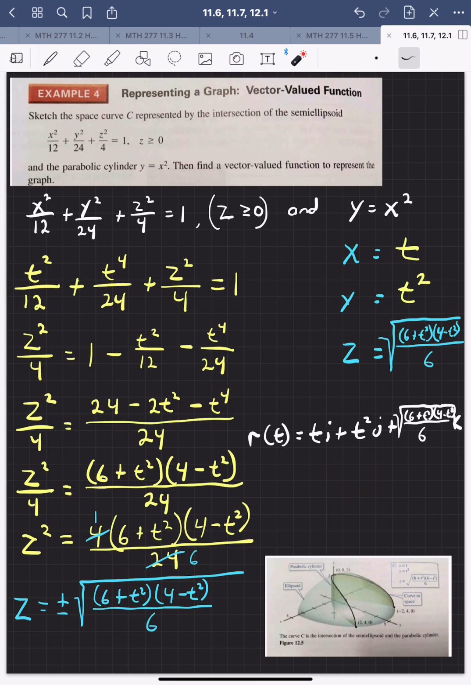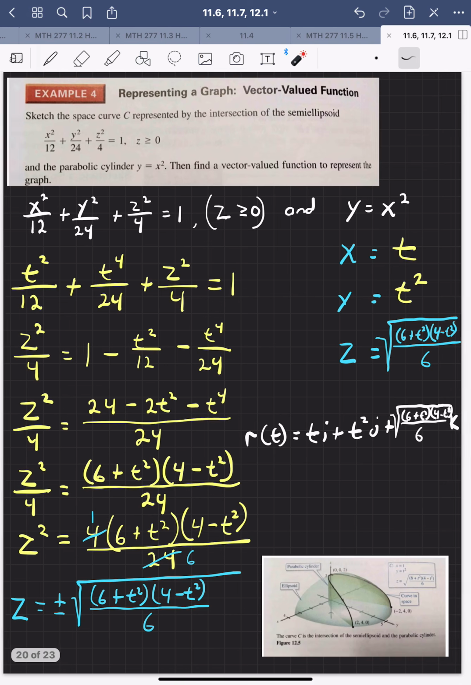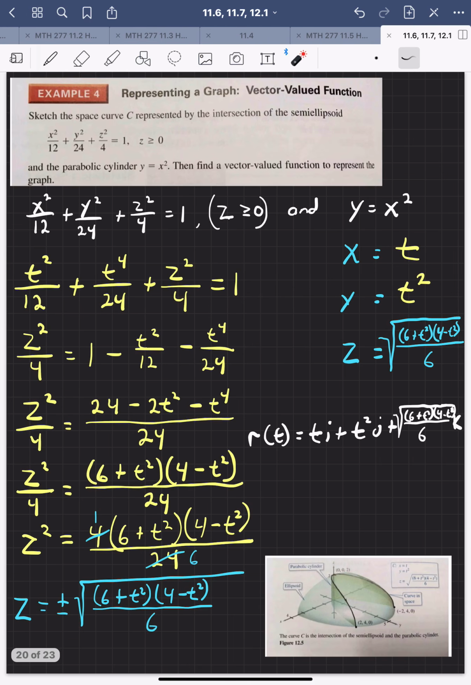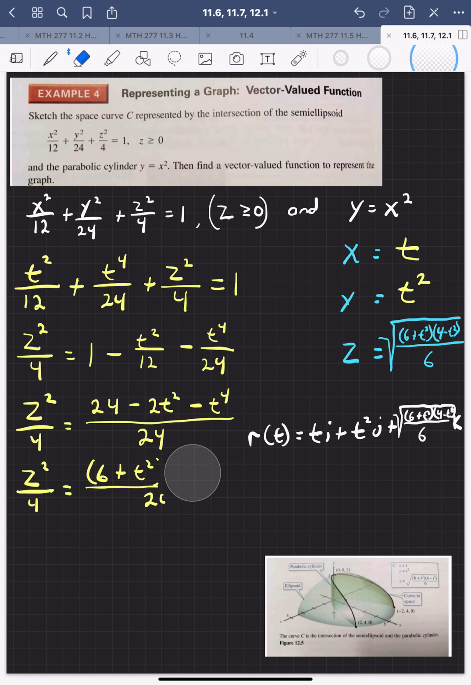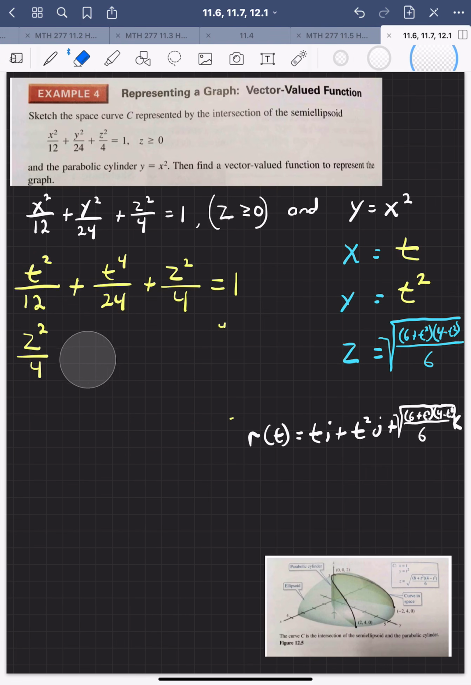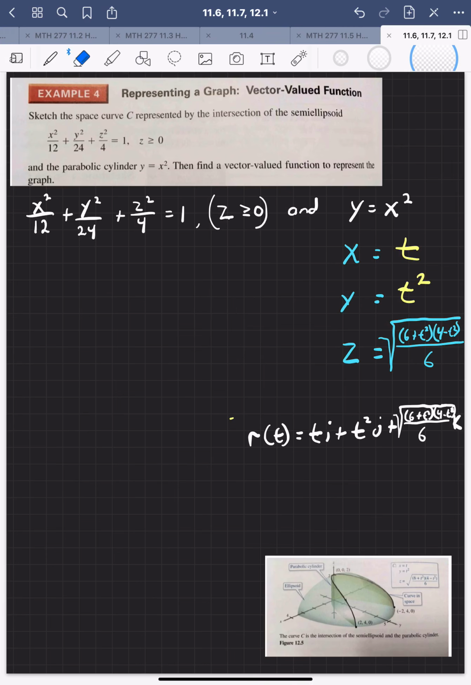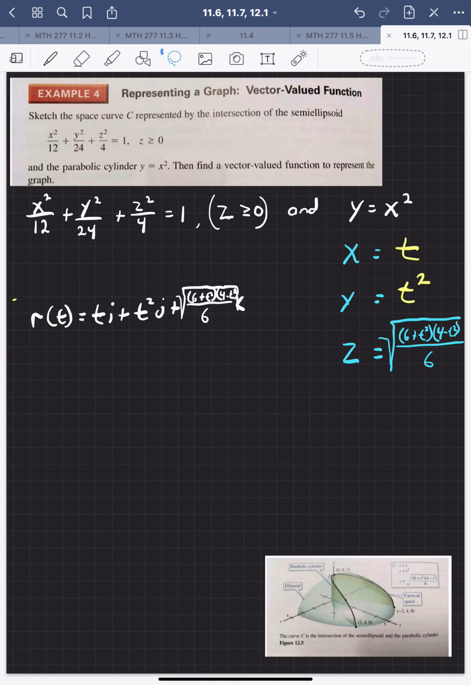So let me see if I have room on the next page. I don't, so let me create some space here. And now the last step of this problem is to make sure that I list the domain of t.